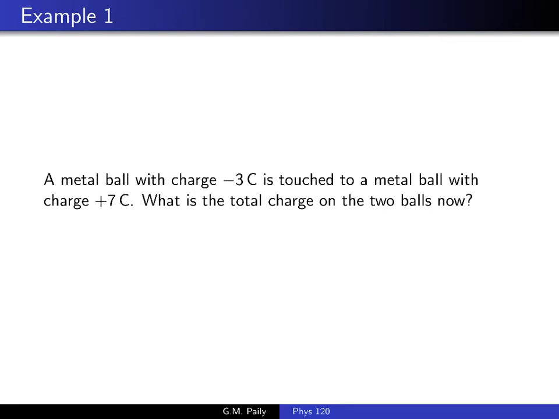Here's an example. A metal ball with charge negative 3 coulombs is touched to a metal ball with charge plus 7 coulombs. What is the total charge on the two balls now? Take a moment and try and figure this out by yourself. We will now discuss the answer.